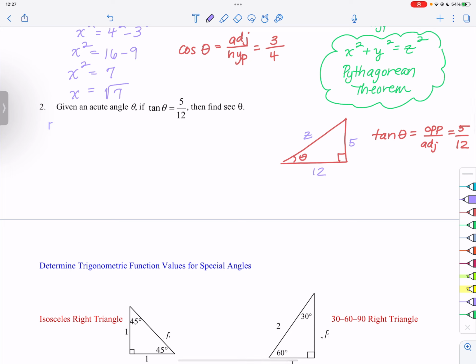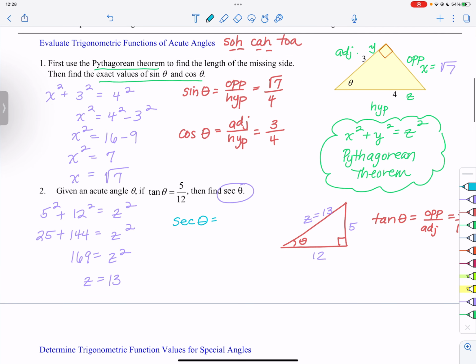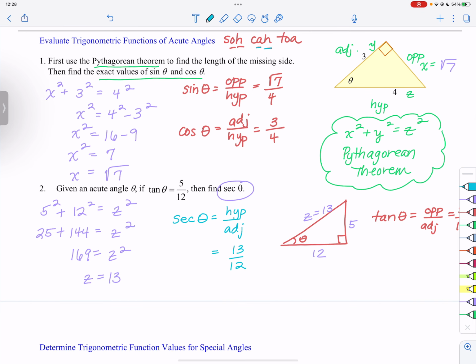So we can have 5 squared plus 12 squared is equal to z squared. So we have 25 plus 144 is equal to z squared, and that's 169 equals z squared. Of course, the square root of 169 is 13, so now we know that z is equal to 13. Once we have this, now they want the secant. That's pretty easy, because now we can say that the secant of theta, and remember, we can go up here and look at the cosine is adjacent over hypotenuse, so the secant would be the hypotenuse over adjacent, and that's equal to 13 divided by 12.